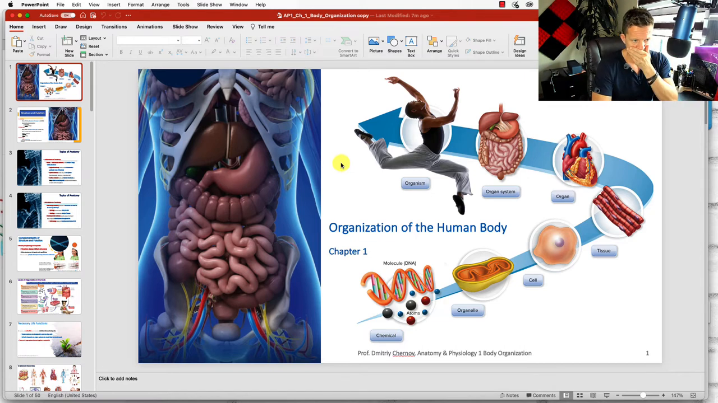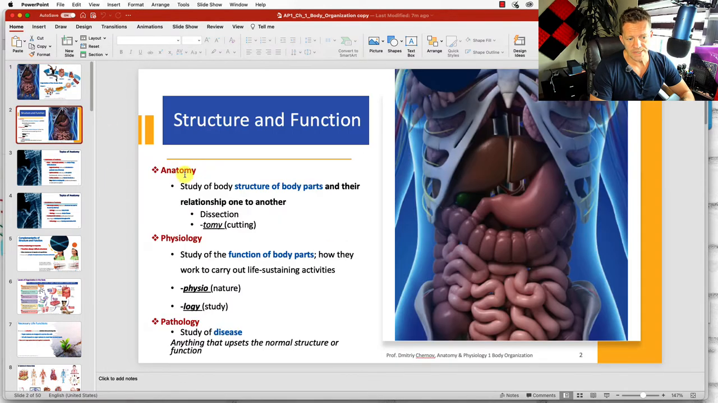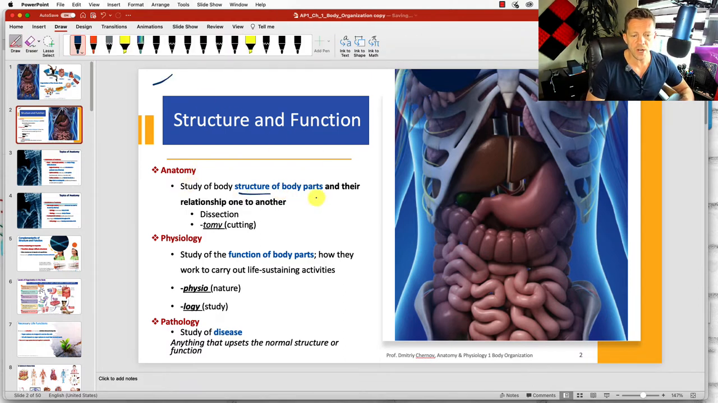Here we are. All right, anatomy and physiology. So there's anatomy and there's physiology. Anatomy is the study of structure, where the things are, where the organs are. That's anatomy, the structure of the body parts, where they are physically located. Physiology is the study of the function of those body parts.